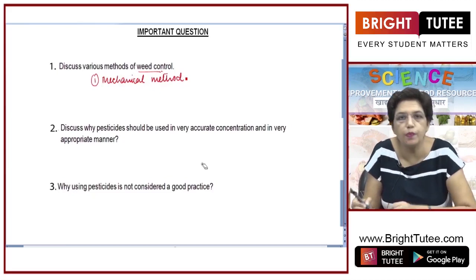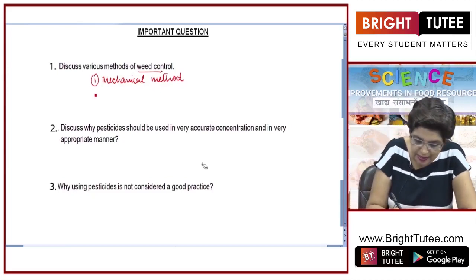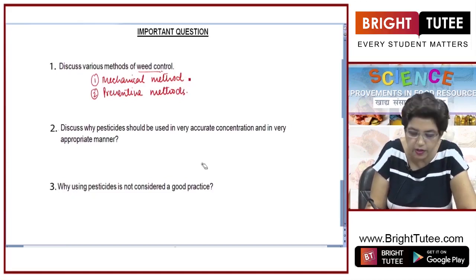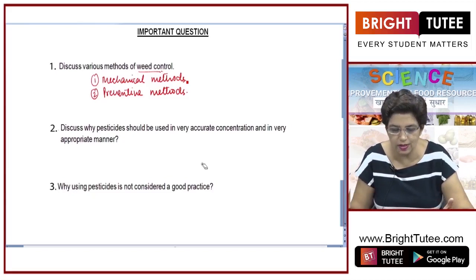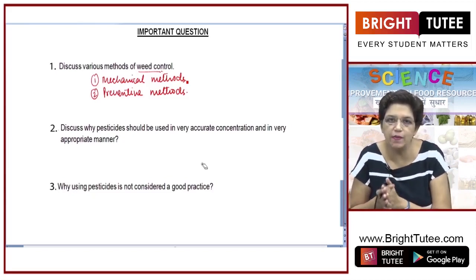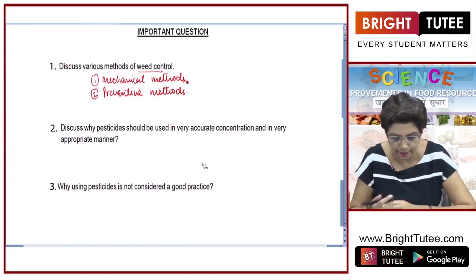Mechanical method means uprooting the weeds either by hand or by using a plow. Second is preventive methods. Preventive methods include proper plowing of the field, summer plowing, or proper preparation of the seedbed. Proper preparation of the seedbed before we sow the seeds, so that all the weeds are uprooted.